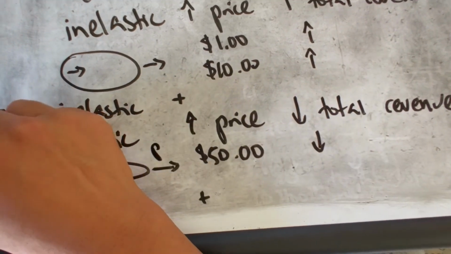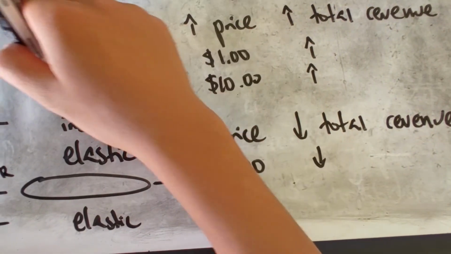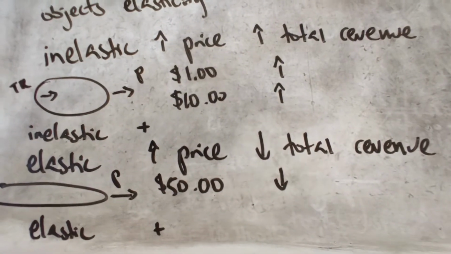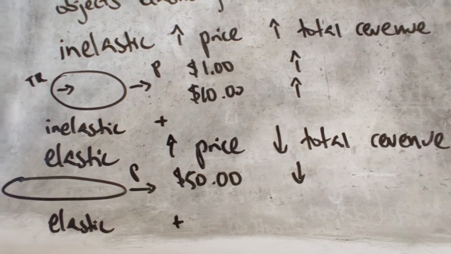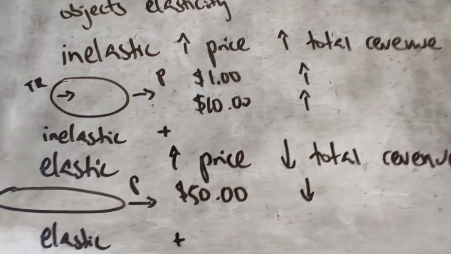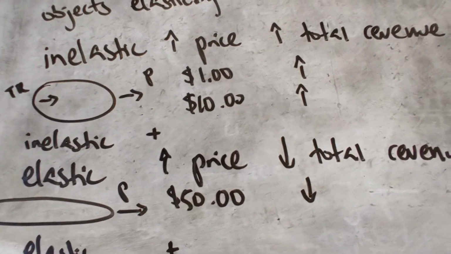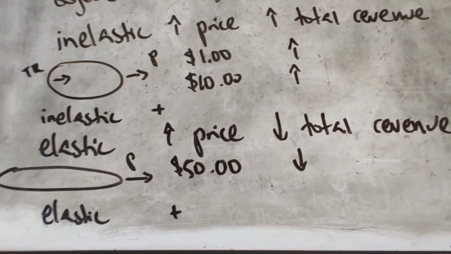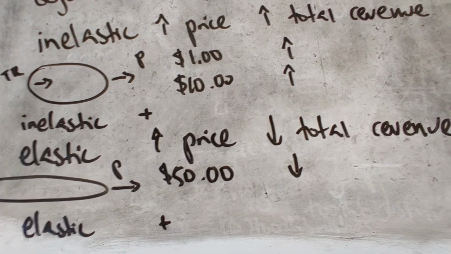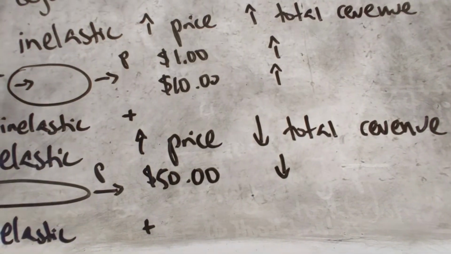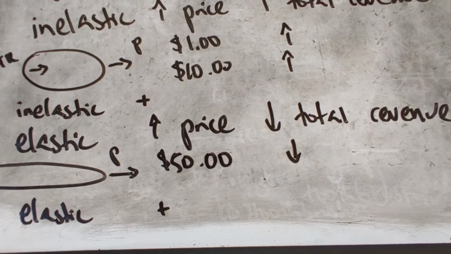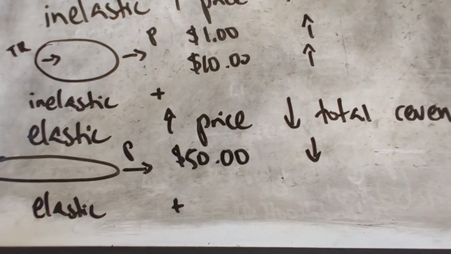We have to label this as price, this is total revenue. And up here this is price, and this is total revenue. Looking at this conceptually, if the price increases and it's elastic, that means fewer people are going to buy it. This happens because when something is elastic, the demand is super responsive to the price. So if the price increases by a little bit, then people will go find something else to buy.